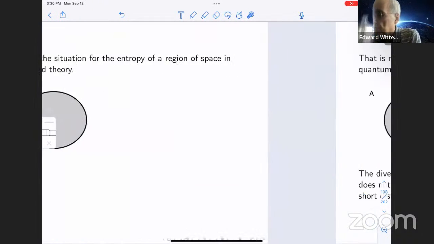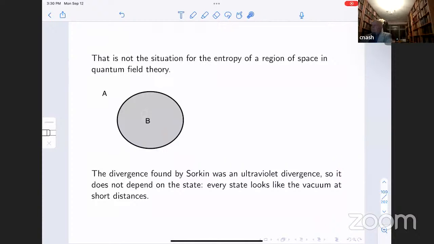In this picture, Sorkin had obtained an ultraviolet divergence in the entropy. The leading ultraviolet divergence does not depend on the state. Every state looks like the vacuum at short distances. So the leading divergent term of the entropy is the same as it is for the vacuum, regardless of the state. And therefore, the entropy of any state is plus infinity.